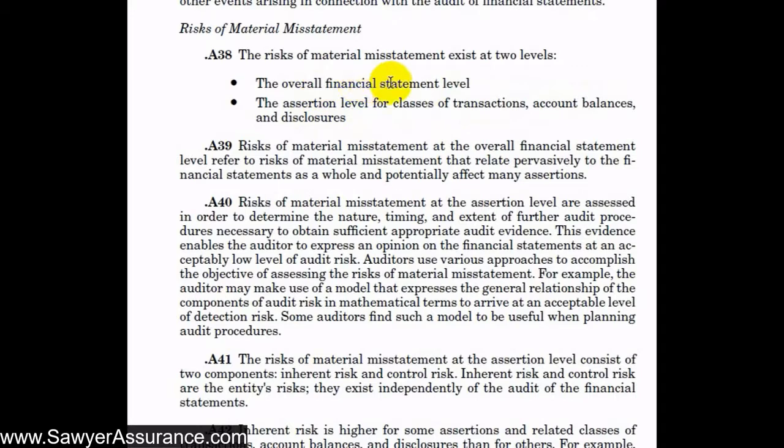So the first one is the overall financial statement level, and this refers to risk of material misstatement that relates pervasively to the financial statements as a whole and potentially affects many assertions. So an example of this might be fraud occurring at the company or management override of controls. So in those instances, it may affect several accounts or disclosures. So it relates to the overall financial statements.